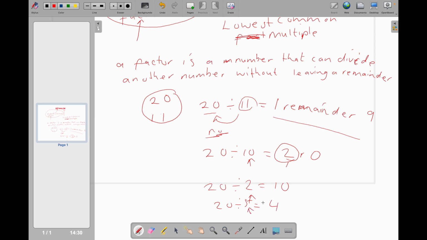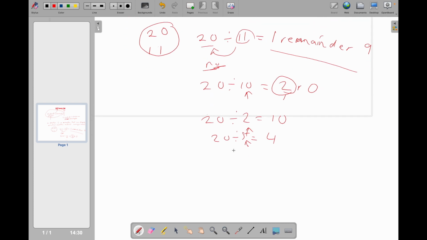And the funny thing about factors is, if you look very close here, we say 10 is a factor, and when we take 2 and put 2 here, 2 is a factor and it gives us 10. So if we have 5 as a factor, even the answer here is also a factor. So 4 is also a factor of 20. So what can we take from this?